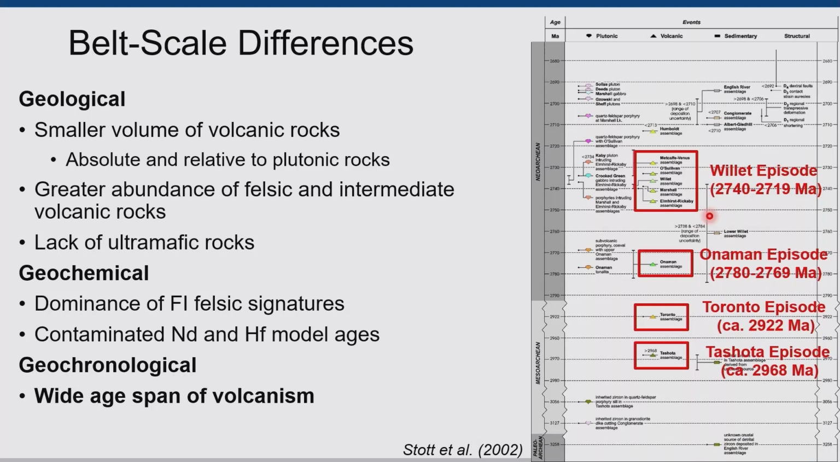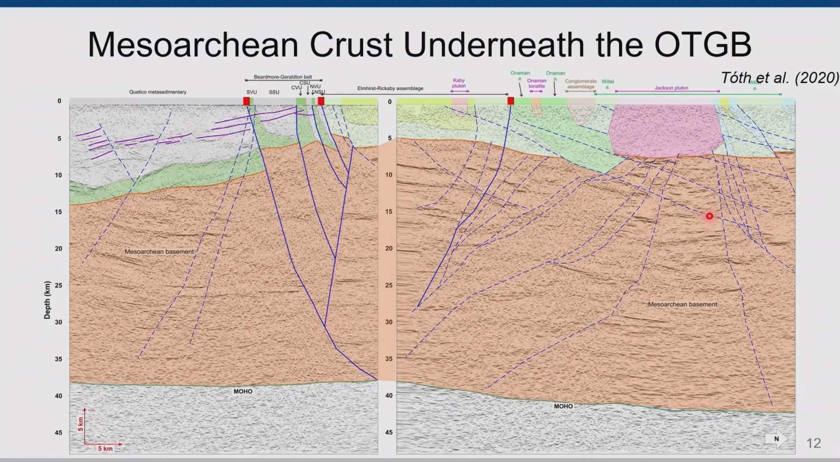So this is an older interpretation of one of our seismic transects. And really, what I'm trying to show you on here is a difference in these 2 greenstone belts. So here's the Beardmore-Geraldton greenstone belt right there. And then from here upwards is the Onaman-Tashota belt. And the Beardmore-Geraldton greenstone belt is arguably decently endowed. I would call it moderately endowed. It has one world-class gold deposit, but the belt itself is quite small.